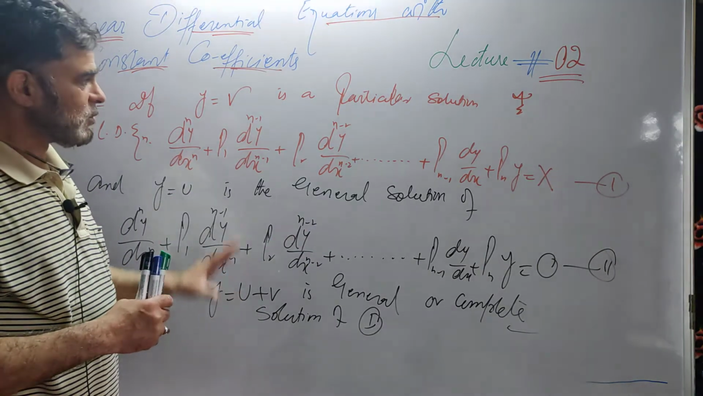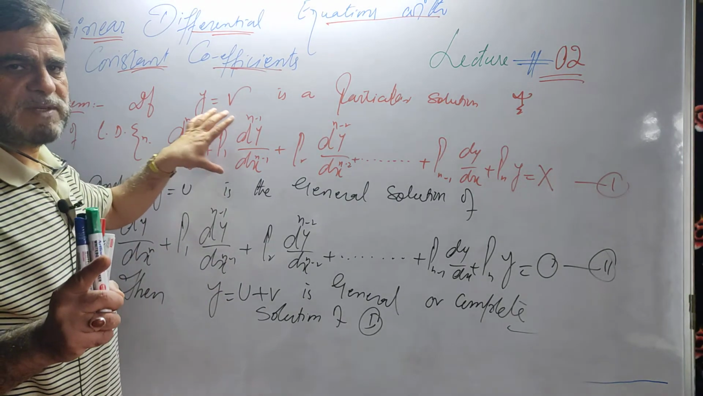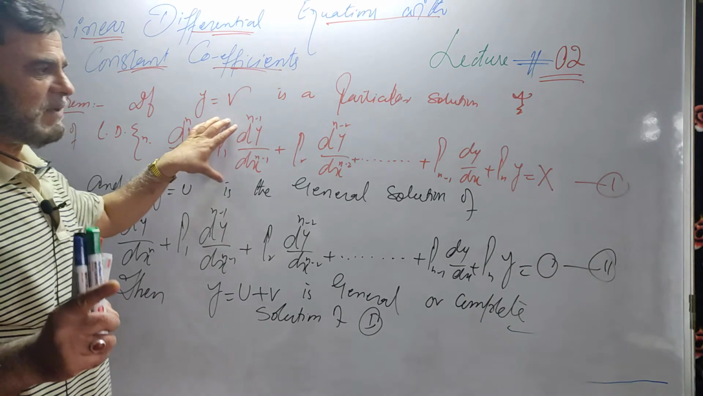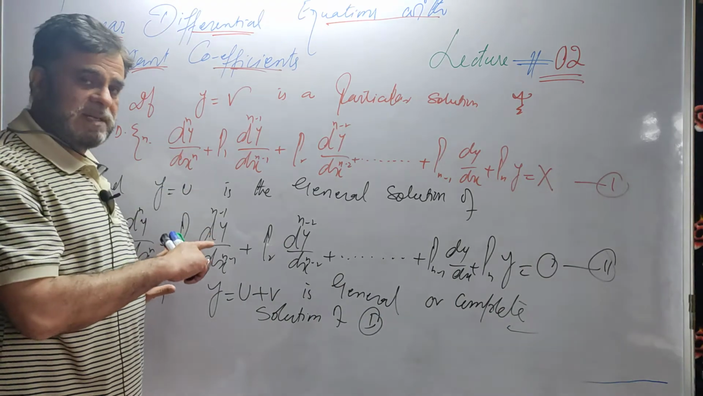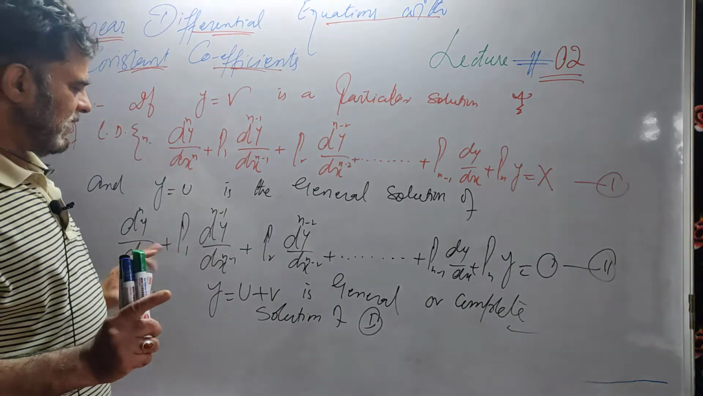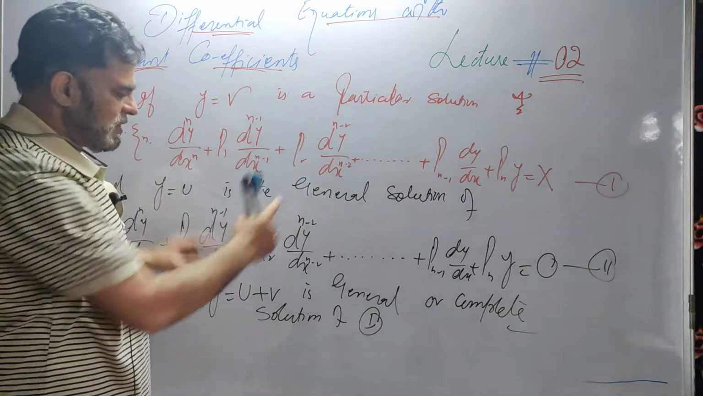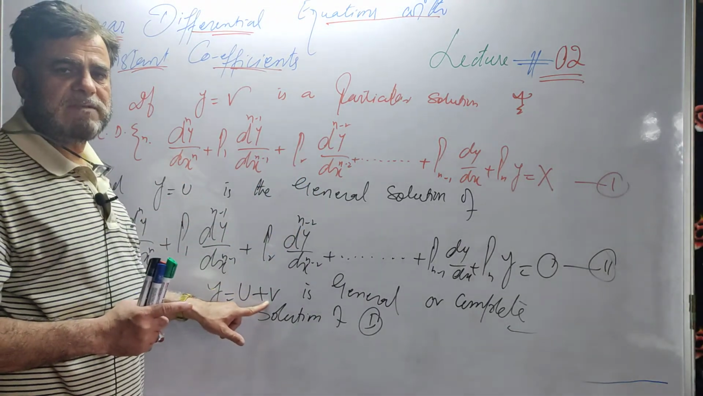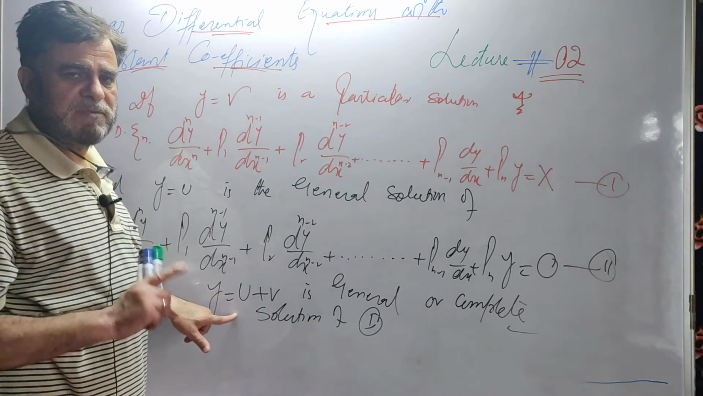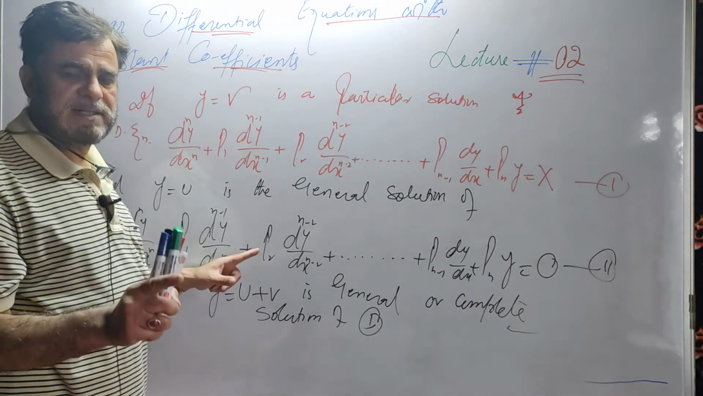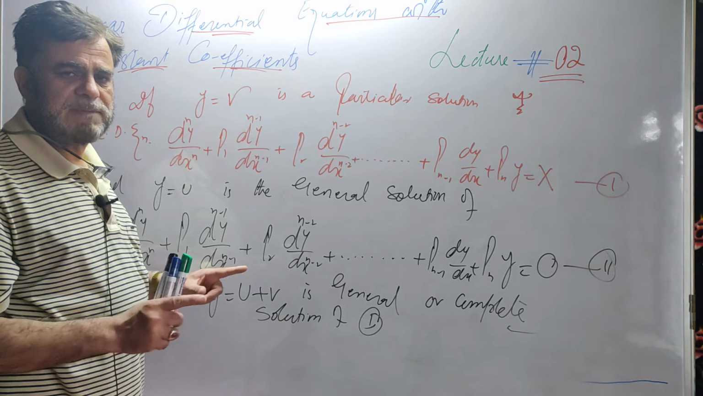And when you find the solution of this equation, it will involve two parts. One part will be when you take this as 0, it will be this. By theorem number 1 in lecture number 1, we have seen what its solution is. It is given by this, and its solution is v. After proving this theorem, we will give u one name and v another name. That will help you in finding the solution of the differential equation.